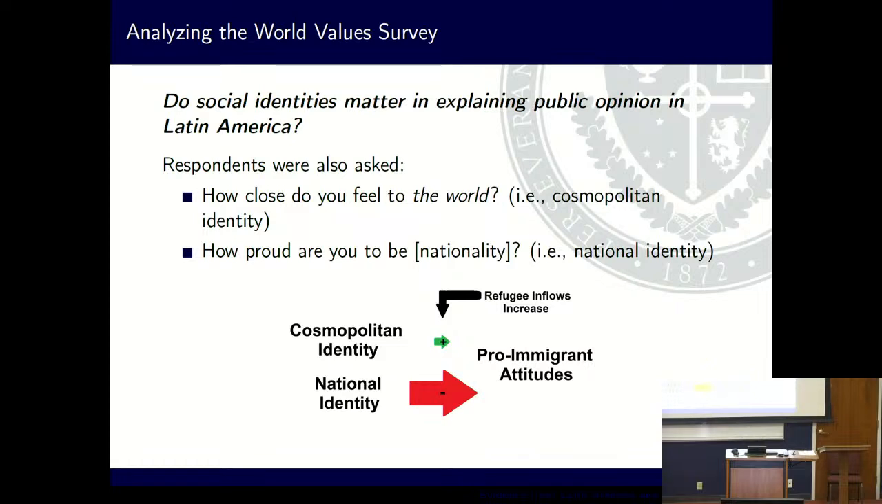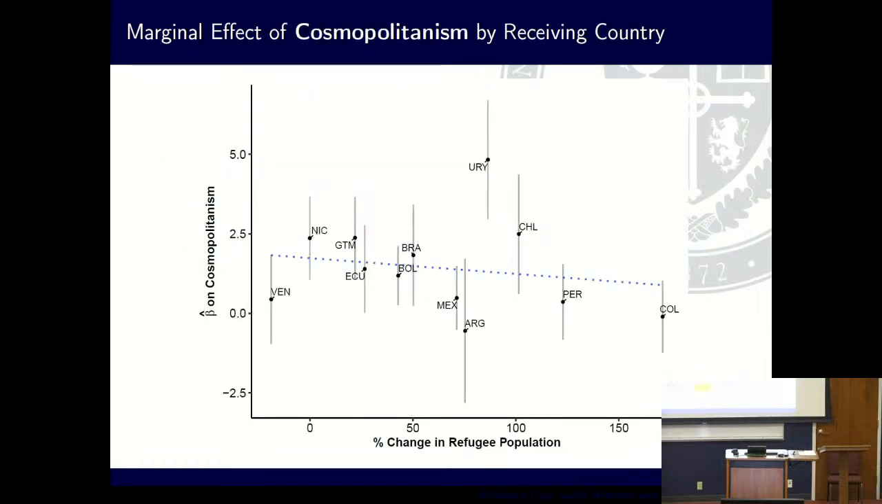Let's start by looking at evidence of this arrow, this green arrow. You can think of this as the strength of the correlation between cosmopolitanism and this pro-immigration index, or pro-immigrant index. Numbers over 0 indicate a positive relationship. Numbers below 0 would indicate a negative relationship. As you'd expect, in most countries, we have a positive relationship.